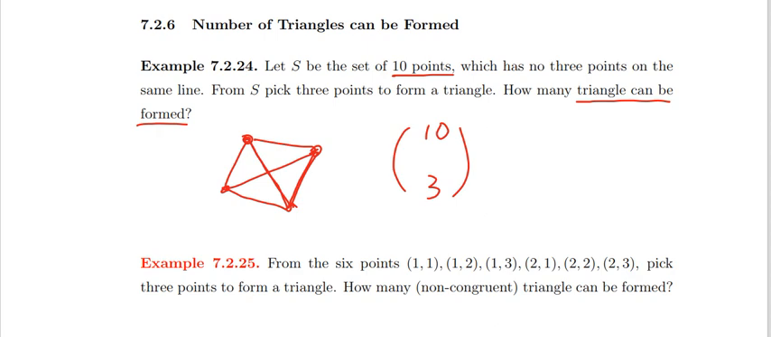So here we have the condition that no 3 points are on the same line. Let's say these 3 points cannot make a triangle, right? But for these three, if there's a point here, then we can make a triangle, right?